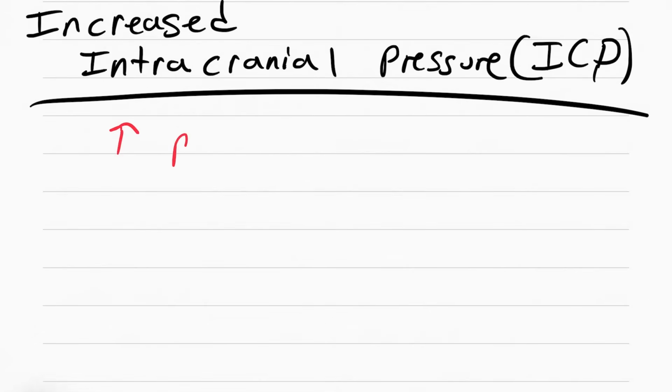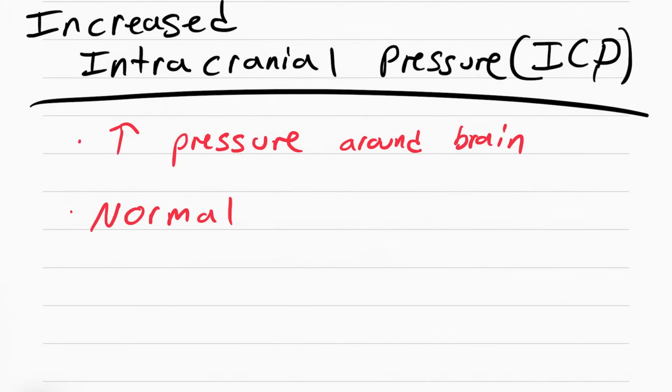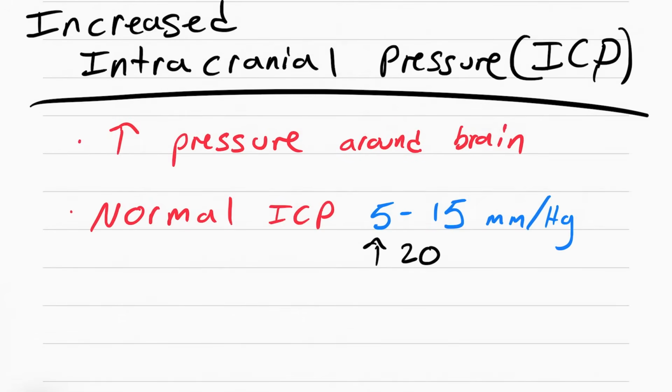Increased intracranial pressure, or ICP, is when you have an increase in pressure inside the skull and around the brain. Normal intracranial pressure can be 5 to 15. Anything above 20 is abnormal and should be reported.